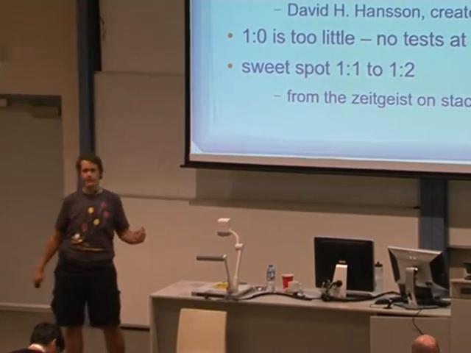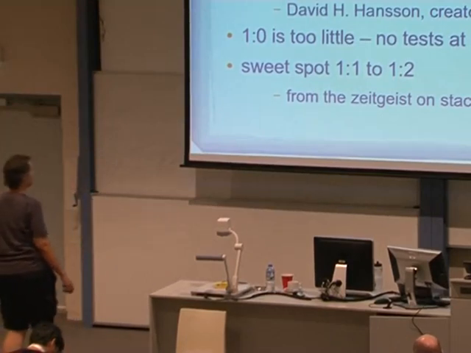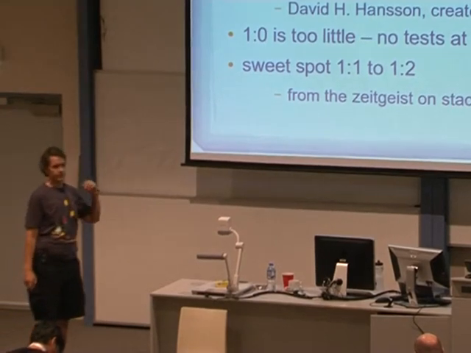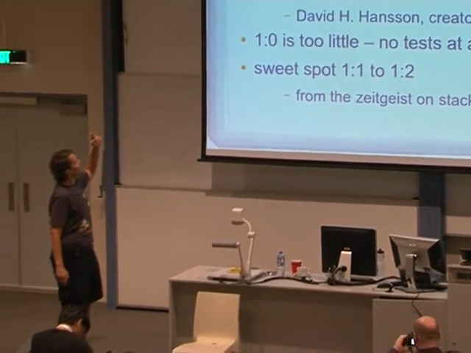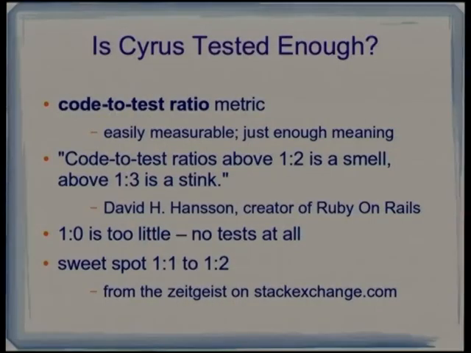Have I done well enough in testing? Is it tested enough? Well, this is a very, very difficult question. So I went out and did a little bit of research, you know, I spent half an hour on Stack Exchange. And there's this code to test ratio metric, which I think is a completely meaningless measure of anything. But it is at least very, very easy to measure. wc -l, very easy.